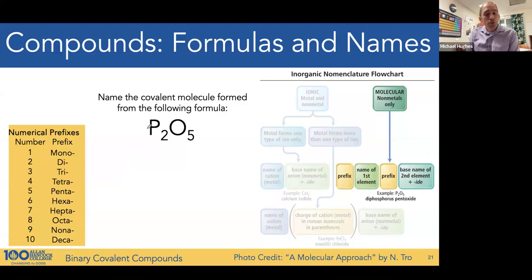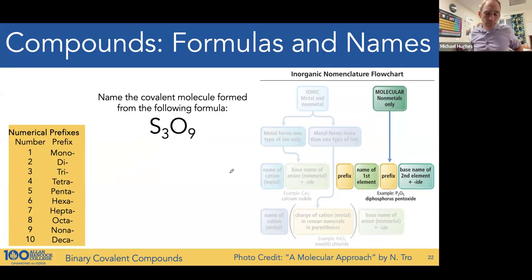So is there a metal? No. Phosphorus and oxygen both are not metals. So we're going to use our prefix system. We're going to need the prefixes for 2 phosphoruses and 5 oxygens. So our prefix will be di, and then we just put the element's name in, so phosphorus. And then 5, penta, oxygen, but we'll drop the suffix and replace it with -ide, so pentaoxide. Diphosphorus pentaoxide.